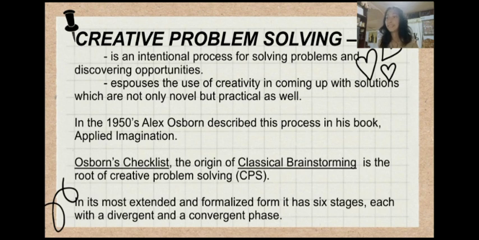Then, in the 1950s, Alex Osborn described this process in his book Applied Imagination. He also coined the term brainstorming. And Osborn opened up the process in the public domain, which meant anyone can use it. He did not keep it to himself; he opened it to the public, and the public can use it. Over the years, countless people have utilized the CPS in various fields and endeavors. So Osborn's checklist, the origin of classical brainstorming, is the root of creative problem solving.